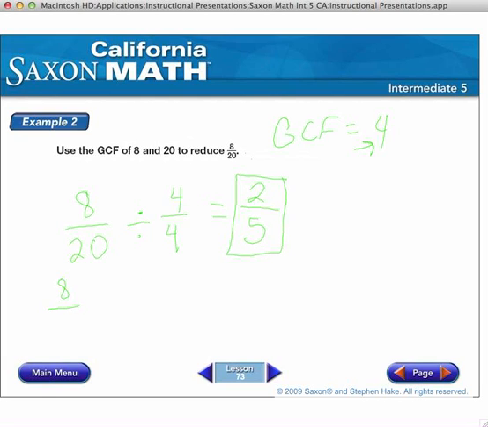If I divided 20, let's say I divided by 2, which is also a common factor, I would get 4 tenths, but 4 tenths is not in simplest form. I would need to reduce by 2 halves again in order to get 2 fifths. So by dividing by the greatest common factor, I go straight to 2 fifths instead of having to reduce twice. So that's the purpose of finding and using the greatest common factor.